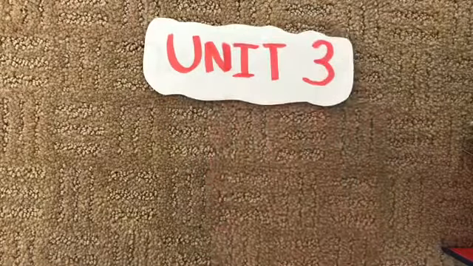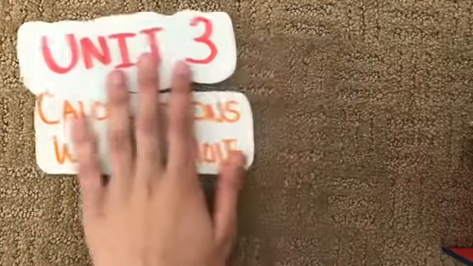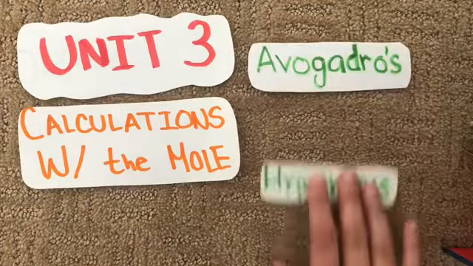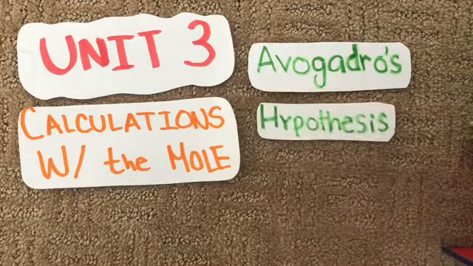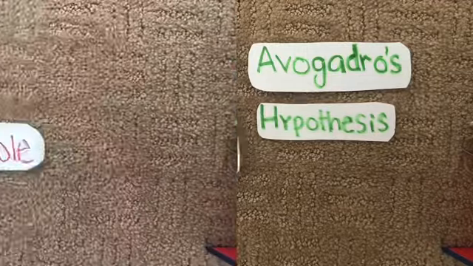Unit 3. So Unit 3 starts off with calculations with the mole. To do calculations with the mole, we'll have to look at Avogadro's hypothesis. Avogadro's hypothesis states that equal volumes of different gases at the same temperature and pressure will contain the same number of particles. So using moles, let's try an example.